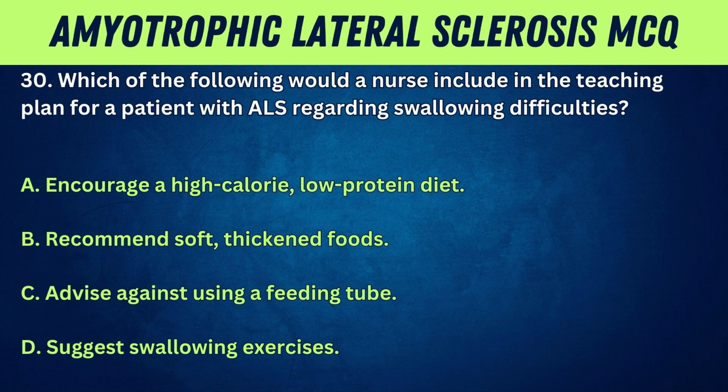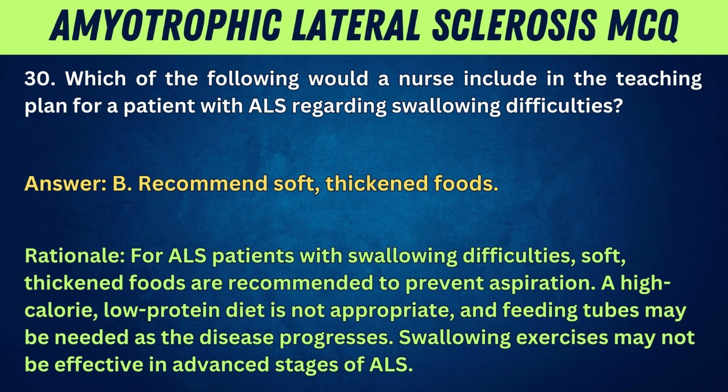30. Which of the following would a nurse include in the teaching plan for a patient with ALS regarding swallowing difficulties? A. Encourage a high-calorie, low-protein diet. B. Recommend soft, thickened foods. C. Advise against using a feeding tube. D. Suggest swallowing exercises. Answer: B.